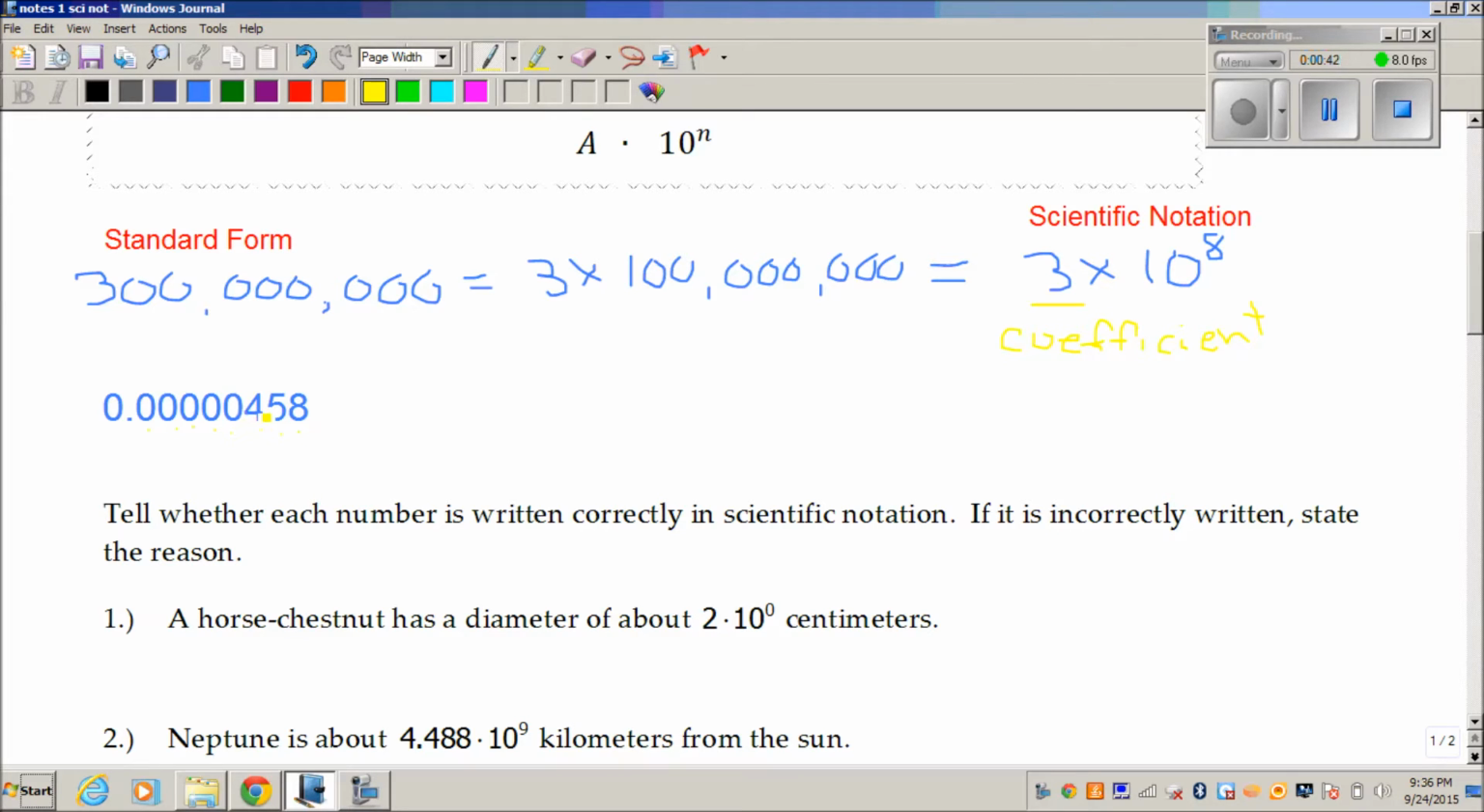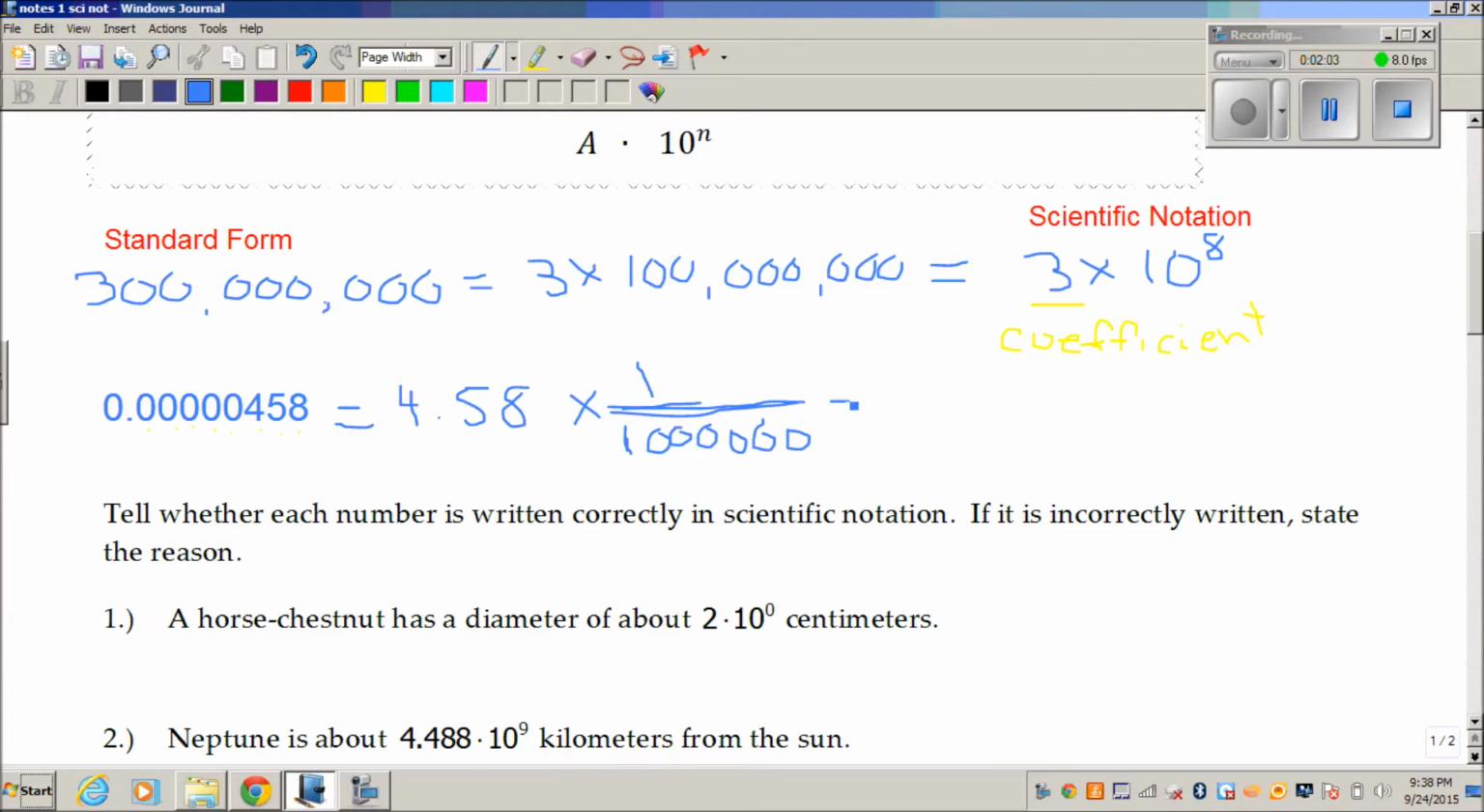So this is 458 100 millionths. In order to rewrite this, I'm going to focus on the non-zero digits, and I'm going to write 4.58. Now I can't just change the number to 4.58. So what I'm going to do is multiply it by a factor of 10 that would make it back to the same number it was before. And we just said that the 4 was in the millionths place. So this is times 1 millionth. 1, 2, 3, 4, 5, 6 zeros.